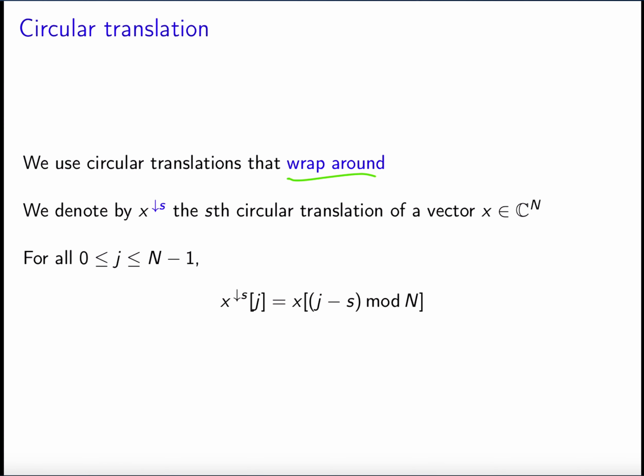So we're going to denote a translation by S, a shift of x by S entries, with this little arrow looking down beside the x. That just means that now the jth entry of the shifted signal is the (j minus S) entry of the original signal mod n, because we wrap around. But again, this wrapping around is not a big deal. This is just to make things simple from the mathematical point of view.